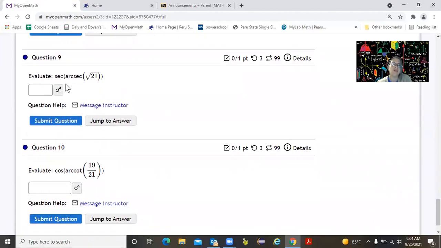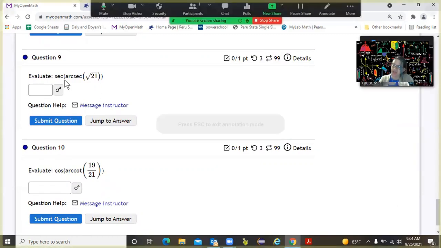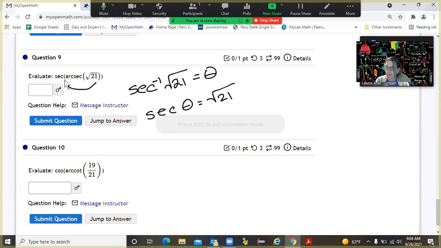This is also similar. This is actually secant. So secant of secant inverse will just be the square root of 21 as long as it's in the right place. But if you wanted to, instead of trying to use the inverse shortcuts here, you could still just solve this. So this inside piece is saying secant inverse. Remember, that's just another way of writing that. So whatever this is, some angle. In other words, the secant of the angle is equal to root 21.